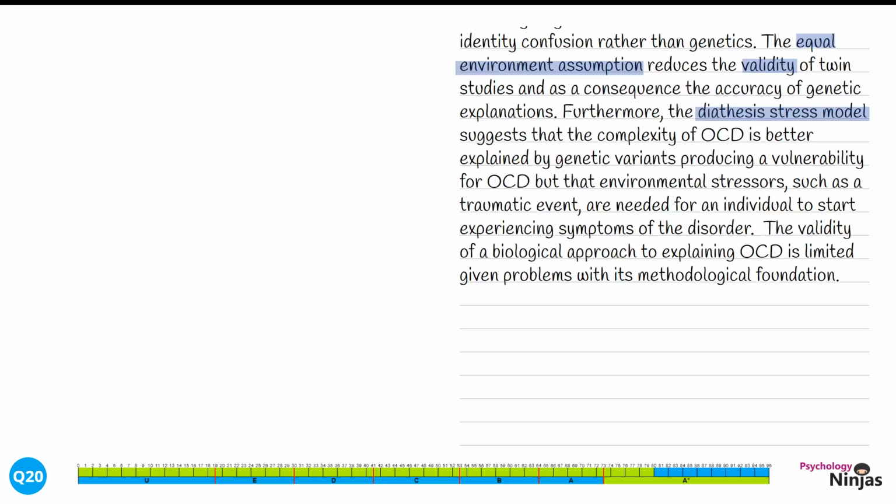The validity of a biological approach to explaining OCD is limited, given problems with its methodological foundation. Again, we've tied this back to validity, that the accuracy of these explanations is halted by the inaccuracies of the methods that are being used to test biological explanations. And then we're going to move back again to discussion and explanation.